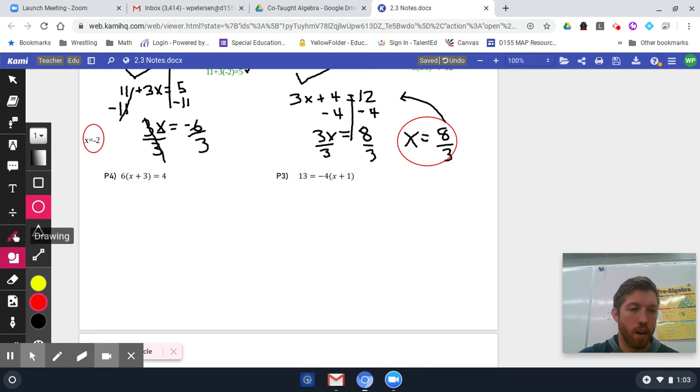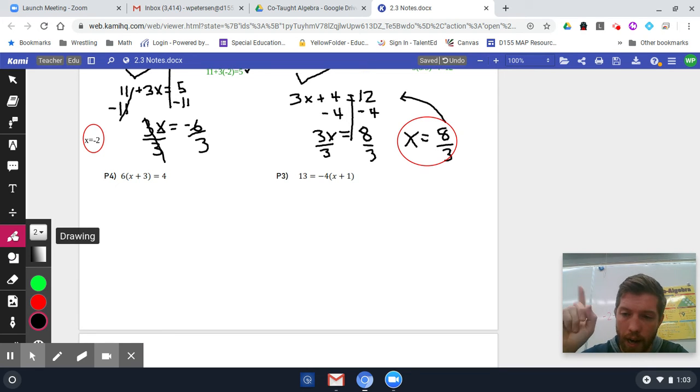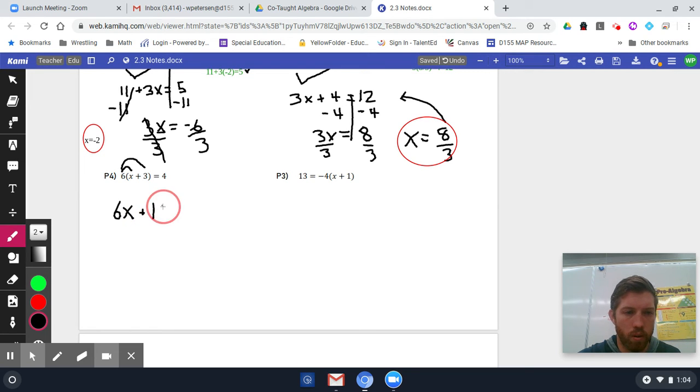All right. Next up. Oh, right off the bat, I see, okay, I have to distribute. So right away, I'm going to take this 6. I'm going to distribute to both of these. 6 times x is 6x. 6 times 3, 18. And that's going to equal 4.